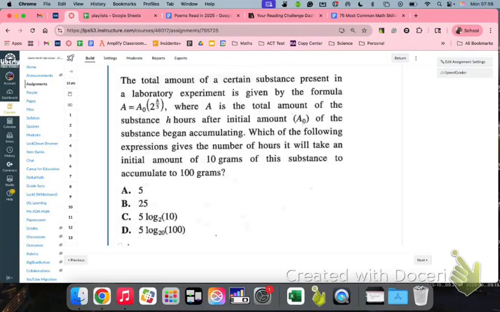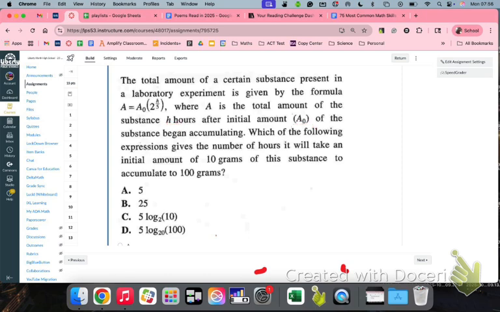The total amount of a certain substance present in a laboratory experiment is given by the formula A equals A sub 0 times 2 raised to the h over 5 power, where A is the total amount of the substance h hours after the initial amount A sub 0 of the substance began accumulating. So you've got some growth happening here. You've got a starting amount and it's growing based on a certain number of hours that pass.